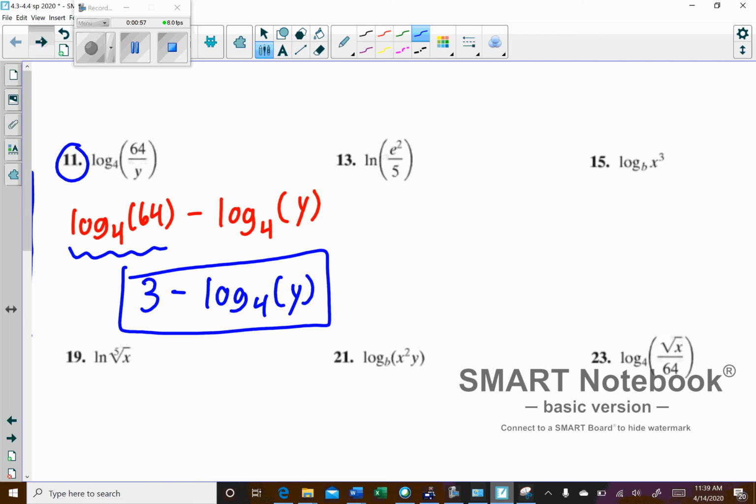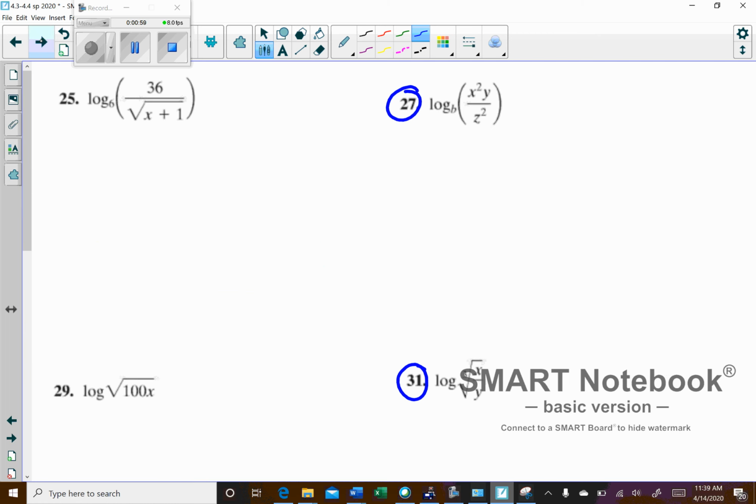Okay, let's try a couple more. Over here we'll try 27. There's a couple things going on here. You have a product and a quotient, so it doesn't really matter which one you break up first. It's probably going to be better to do the quotient first, but really you could break up the product first if you really wanted to. But okay, so here we go.